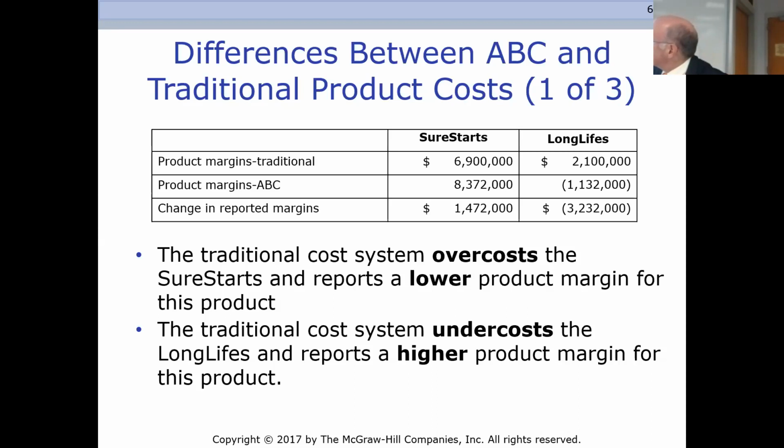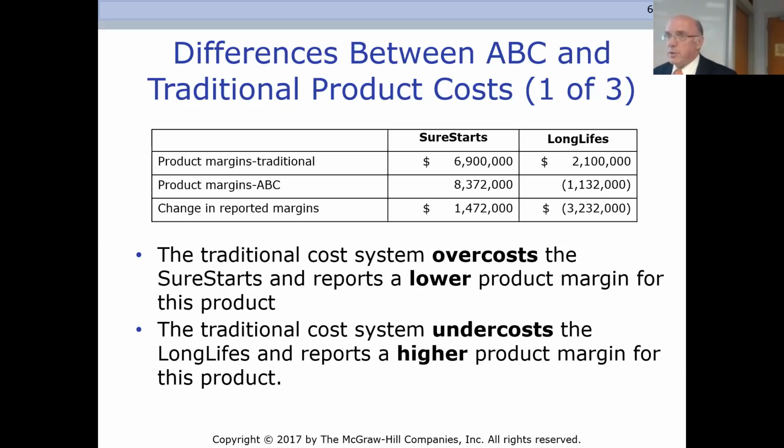And for Long Lives, 2,000,001, a positive number versus a negative number of 1,132,000. The difference between a positive and a negative, you add them together, 3,232,000. It's either positive 2,000,001 or a negative 1,132,000. So there's a difference there of 3.2 million. So you can see a major difference if you use traditional costing versus activity-based. Which one is better? Should I say that? The B word, better? Yeah, it depends.